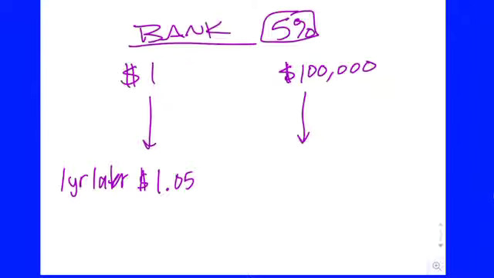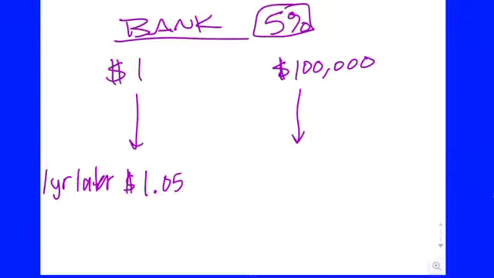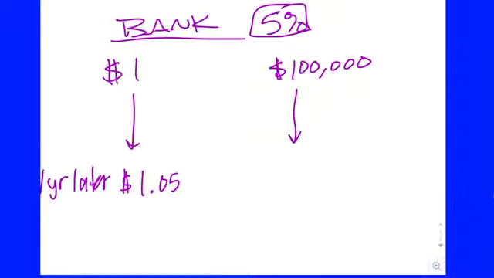The guy that put in 100 grand is right behind you. And he drives up this time in his Porsche Carrera that he just picked up from the dealer for his daughter for her 15th birthday. She can't even drive yet. And he's picking up how much money when he closes his account? What's 5% of 100 grand? What's 5% of 100?